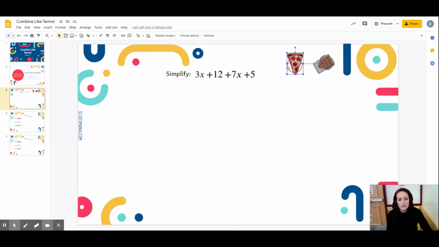We'll say, okay, 3x, I'm going to make that a slice of pizza. Well, plus 12, we know that 12 is not a like term with 3x, so that must be my chocolate. So I've got pizza, I've got chocolate. Now I've got my 7x, which is again pizza, because it matches the 3x. They are like terms. And the plus 5 again is a constant, so it's chocolate. Now, like I said before, I would only want my pizzas with my pizzas and my chocolates with my chocolates.